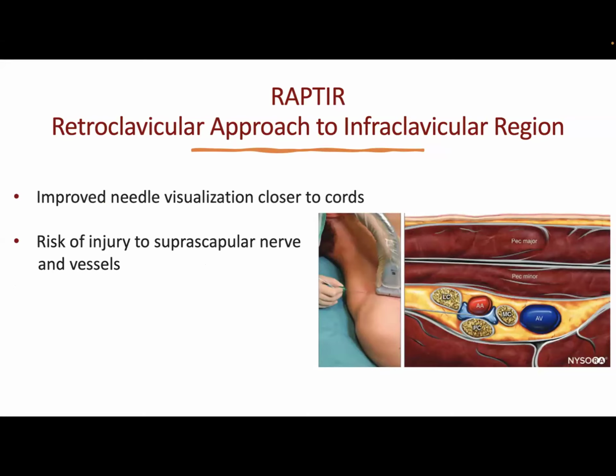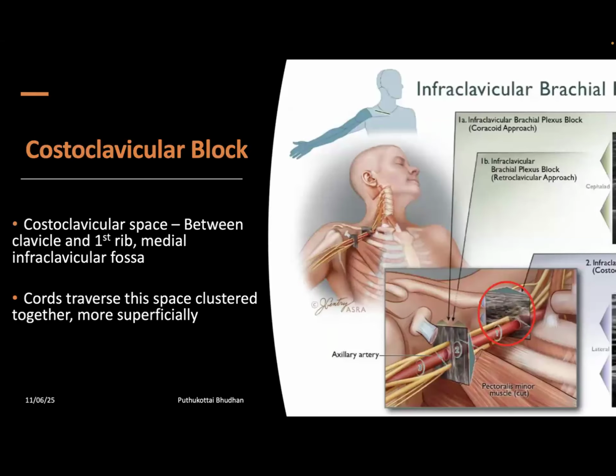Another variation to the infraclavicular block is the costoclavicular block. In this, the costoclavicular space, or the area between the clavicle and the first rib in the medial infraclavicular fossa, is used. Here, as the brachial plexus elements traverse this space, the cords are clustered together. They are closely packed, very compact and very superficial in this area. That is in the medial infraclavicular fossa between the first rib and the clavicle. That is called the costoclavicular space.